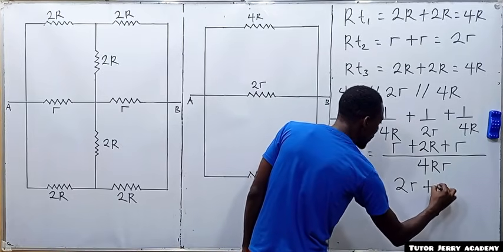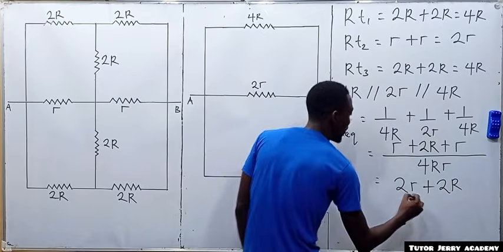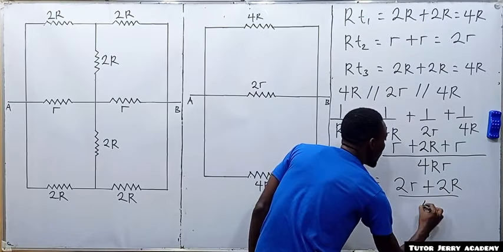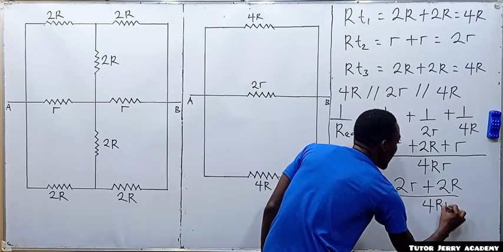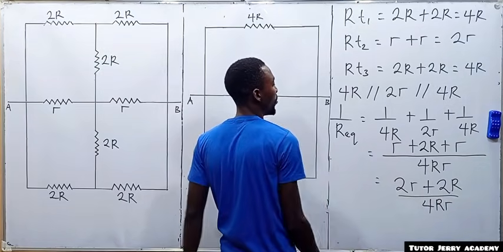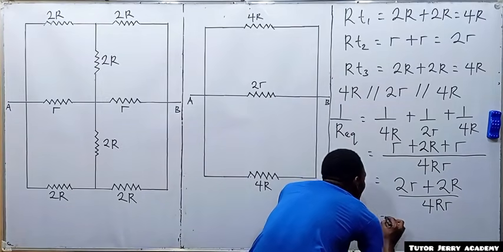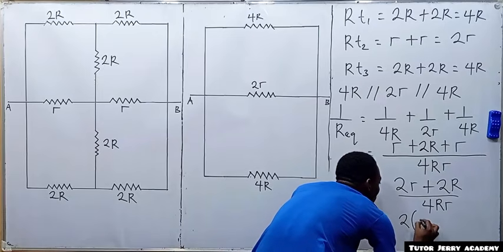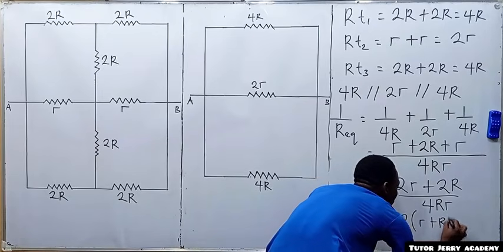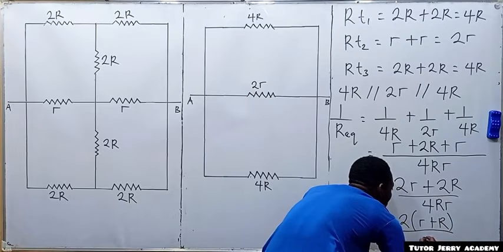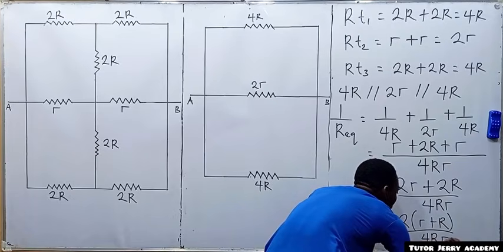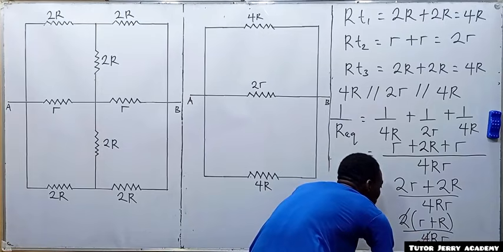So this will be equal to 2R plus 2R, all over 4R. All right, so we can factor out 2 from here. So this will be equal to 2 into R plus R, all over 4R. So 2 here over 4 becomes 1 over 2.